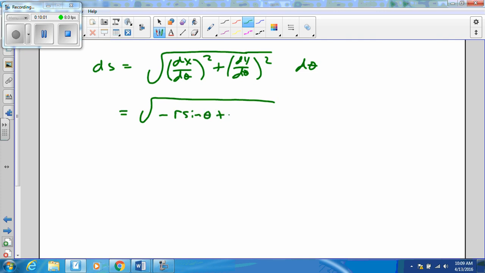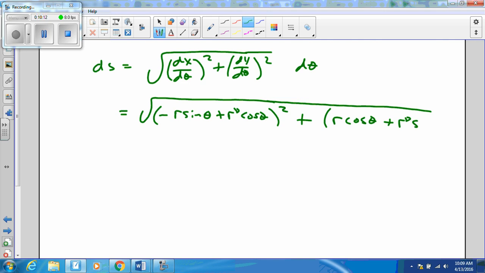Well, dx d theta is equal to negative r sine theta plus r prime cosine theta. And dy d theta is going to be r cosine theta plus r prime sine theta. Now, at first, this looks awful. But when I simplify it down, I'll let you do this on your own to see it. If I expand these squares and add them with a little bit of Pythagorean identity, almost like magic, I end up with this very nice expression right here: r squared plus r prime squared. And I'll let you work that out on your own.